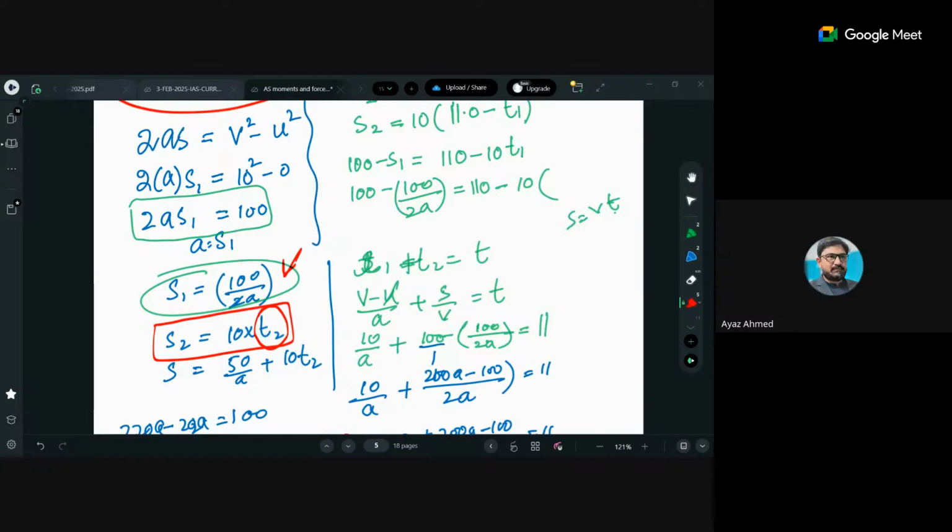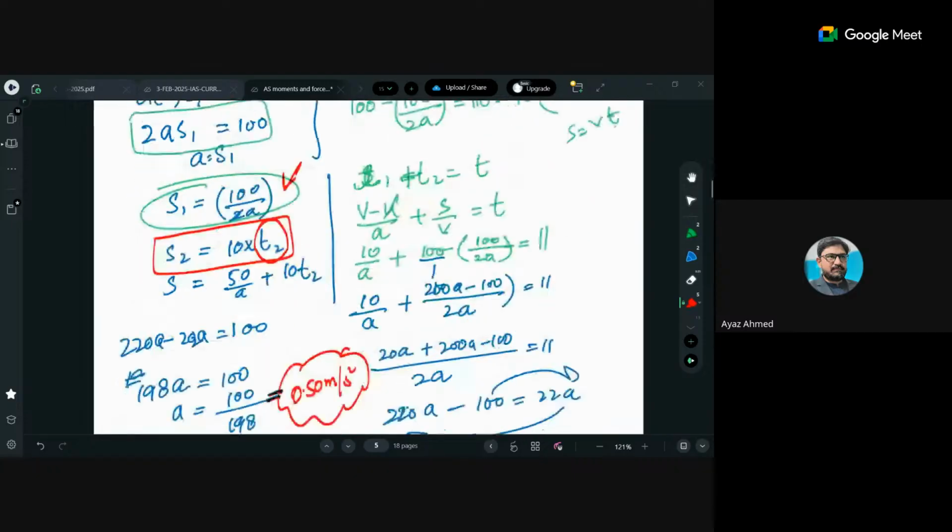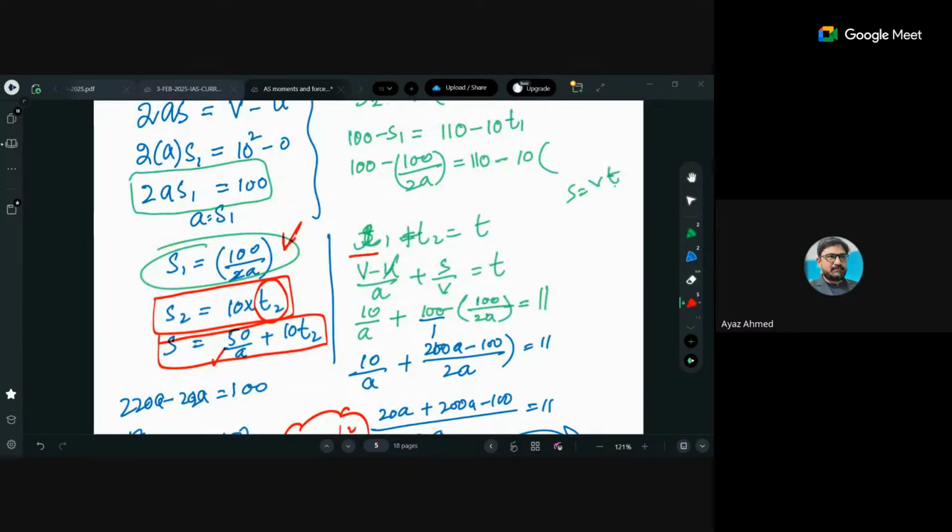So that is why I made one equation of total distance, that is s equals 50 by a, and then 10 into t2. So this is one equation for the distances. Now I can make the other equation of times, that time 1 plus time 2 is equal to t.